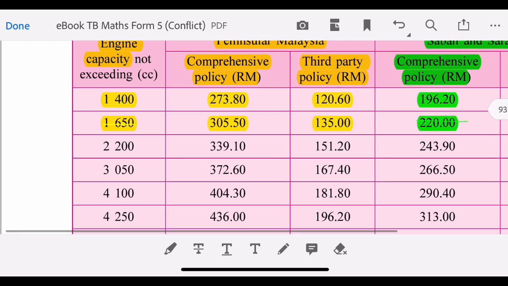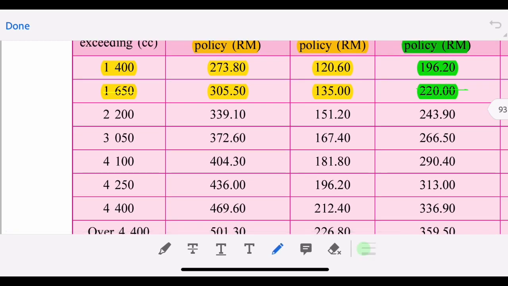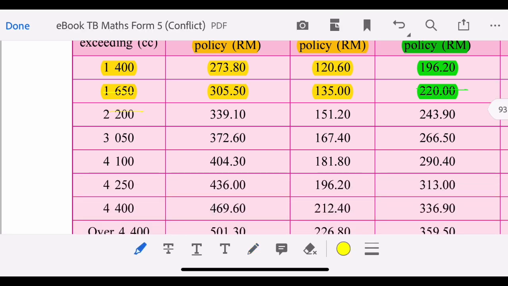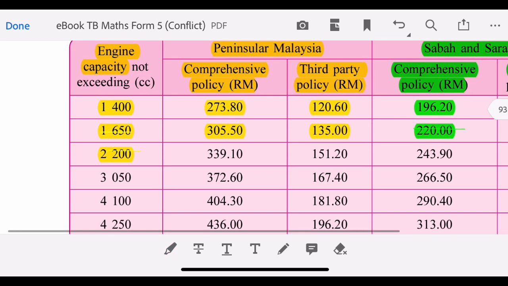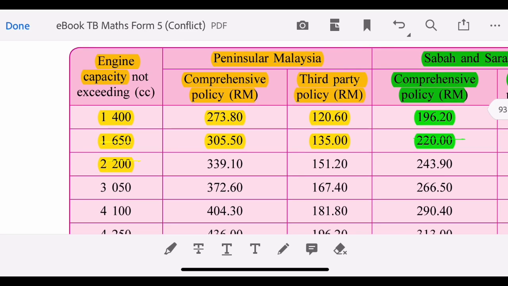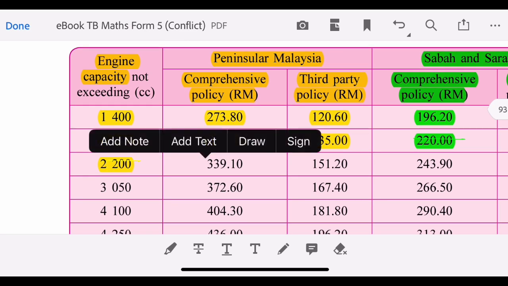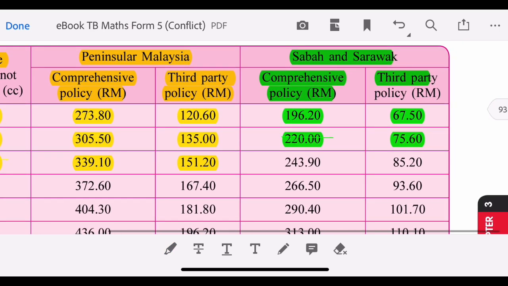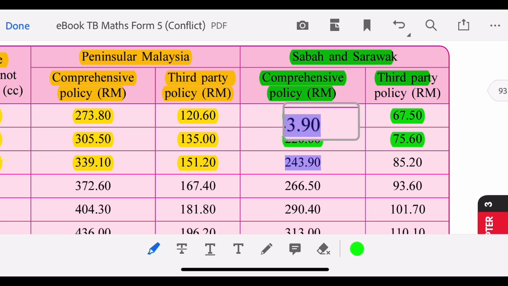Okay, now let's study the engine capacity not exceeding 2200, right? So the comprehensive policy in Peninsular Malaysia is 339.10. For third party, 151.20. And for Sabah and Sarawak, same, it will increase to 243.90, and for third party 85.20.